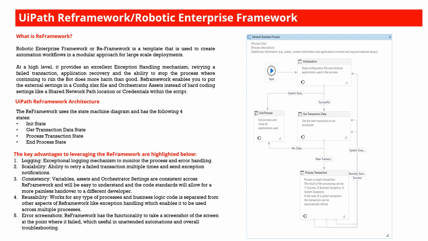So in the init state, there could be 2 transitions. If the bot is able to read the configuration file successfully, it will move to the get transaction data state. And if there is a system exception, it will stop the bot. Say, for example, the config file itself is not read by the bot. If reading the config file is not completed, you can't move ahead, right? That's the reason from system exception it goes directly to the end state.